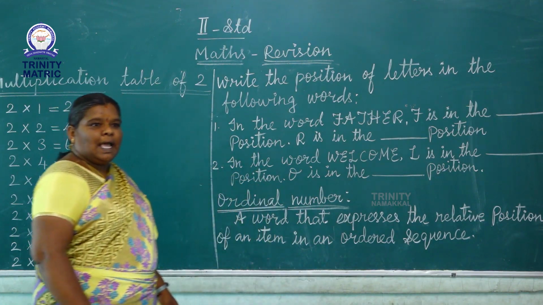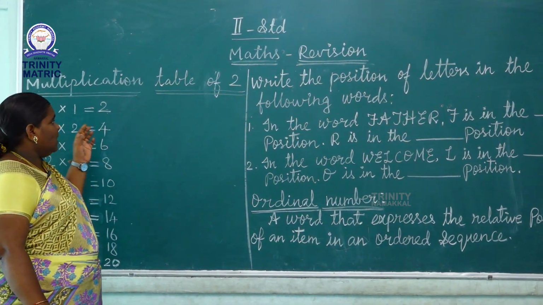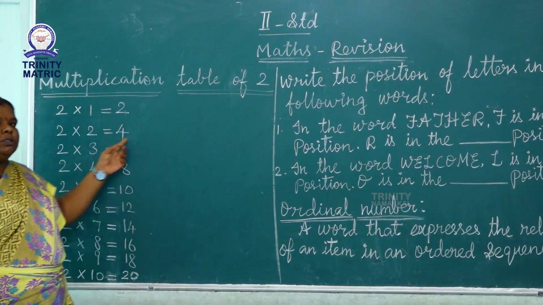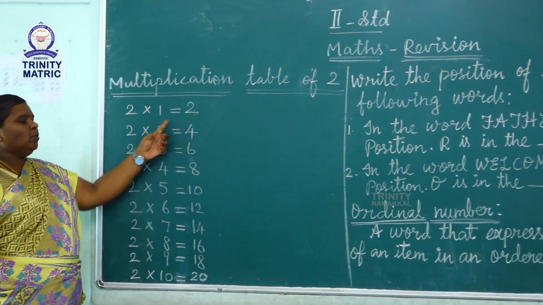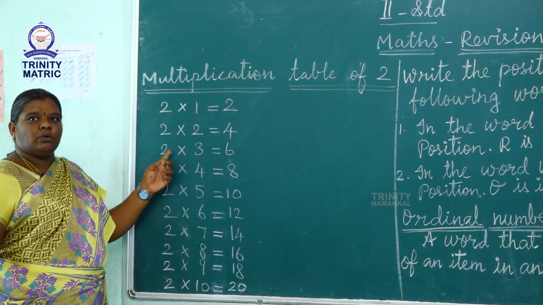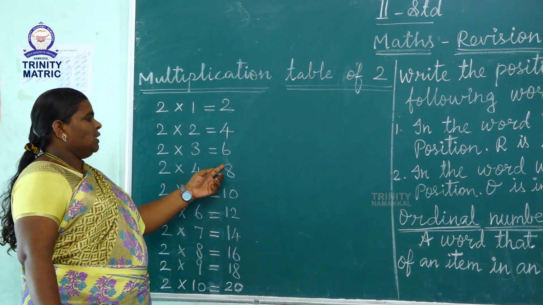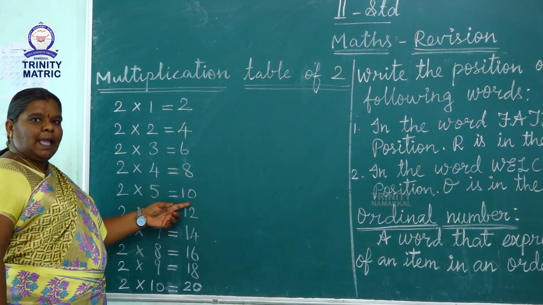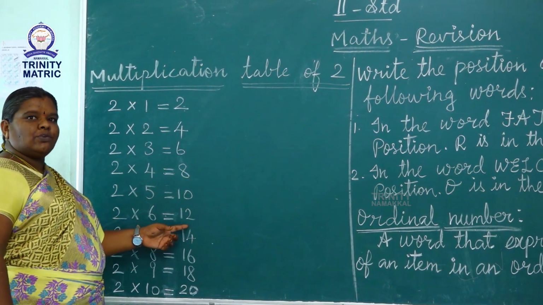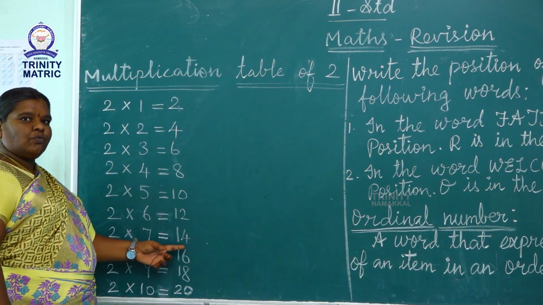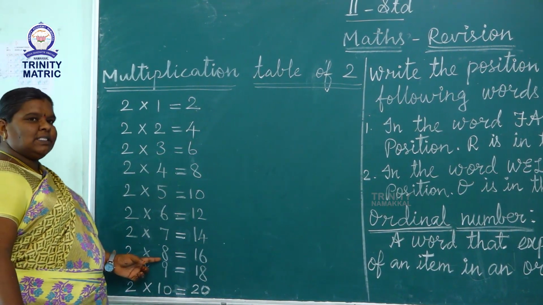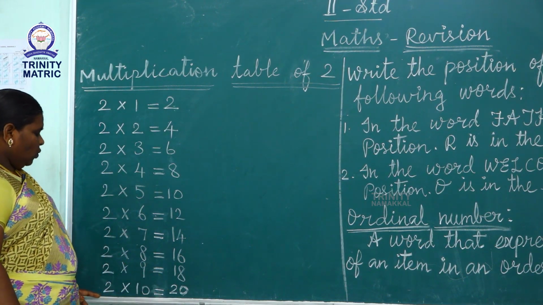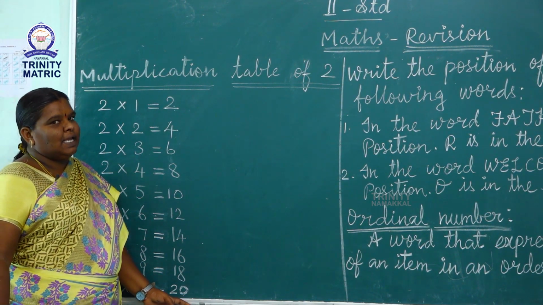See children, are you ready? Say the oral multiplication table of 2. 2 1s are 2. 2 2s are 4. 2 3s are 6. 2 4s are 8. 2 5s are 10. 2 6s are 12. 2 7s are 14. 2 8s are 16. 2 9s are 18. 2 10s are 20. I say again.